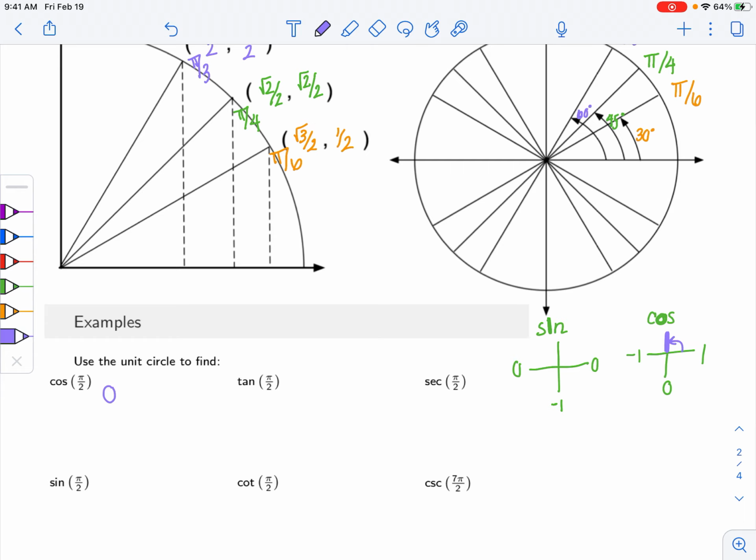Tangent of pi halves. Tangent is y over x, or sine over cosine. So the sine of pi halves over the cosine of pi halves. I know from right next to it, the cosine of pi halves is 0. Sine of pi halves is 1. 1 divided by 0 is undefined. Do not leave it as 1 over 0. You have to tell me undefined.